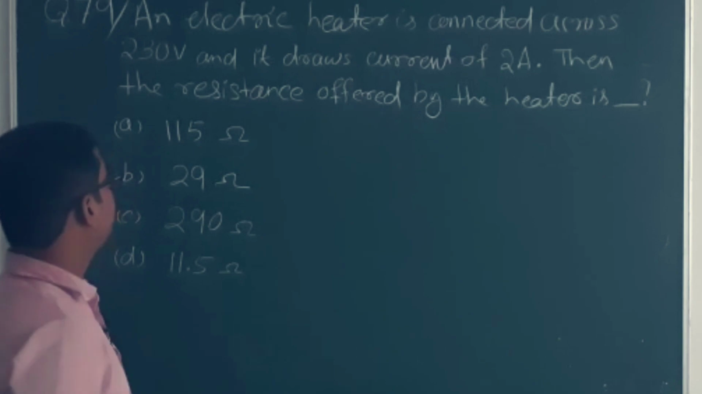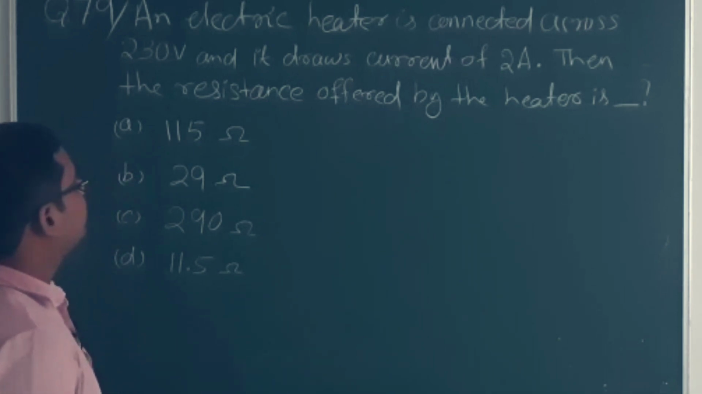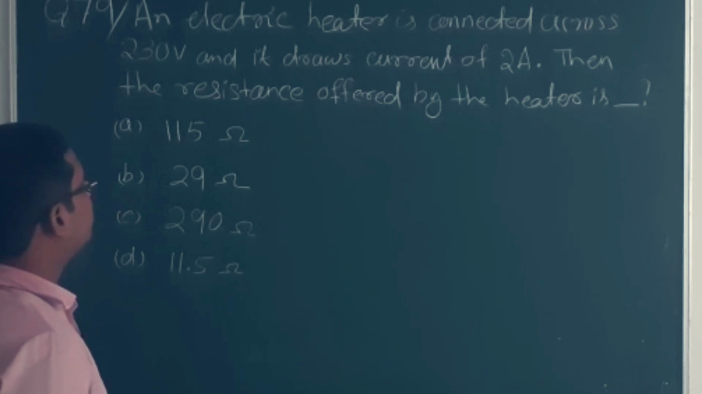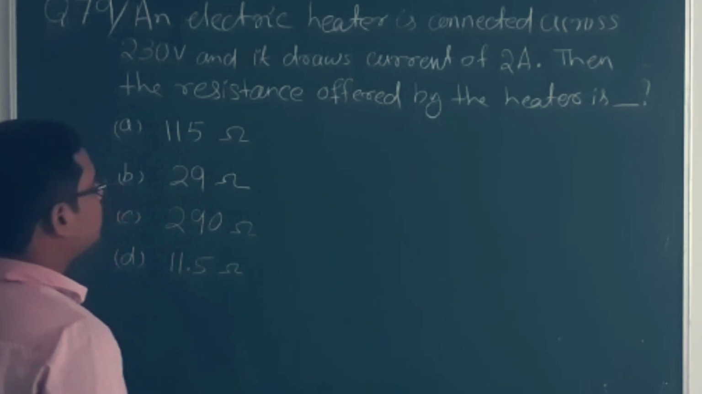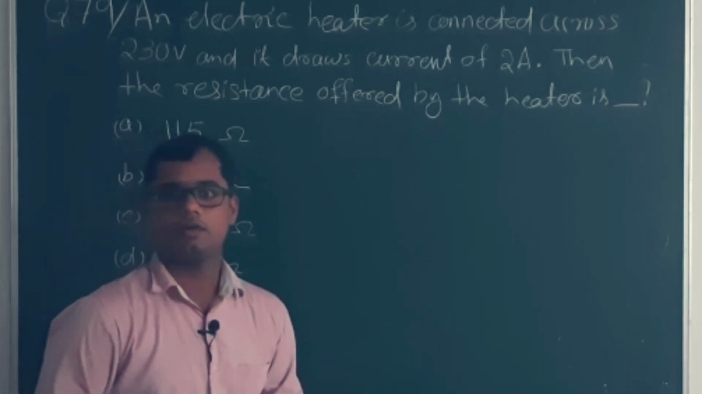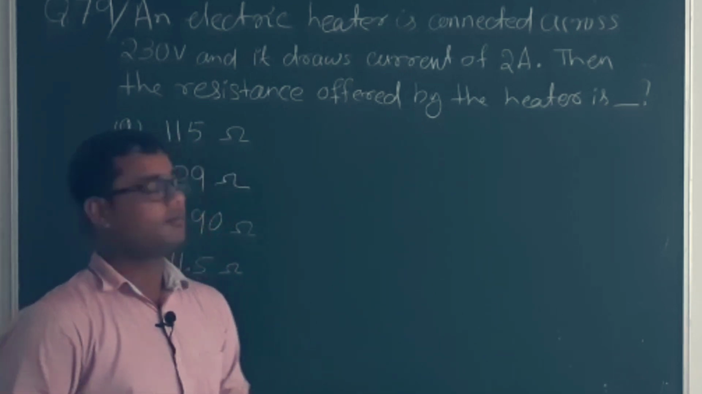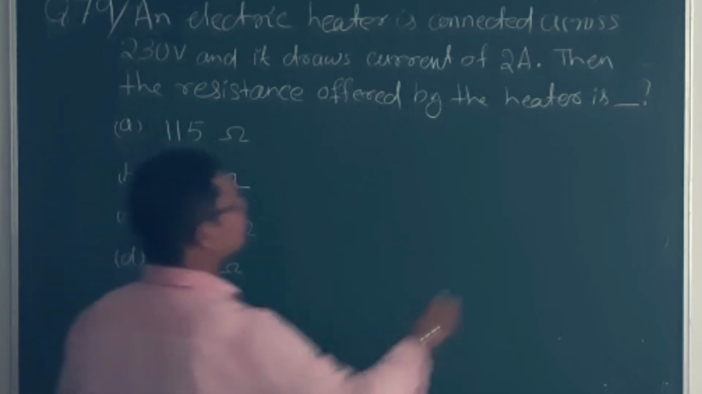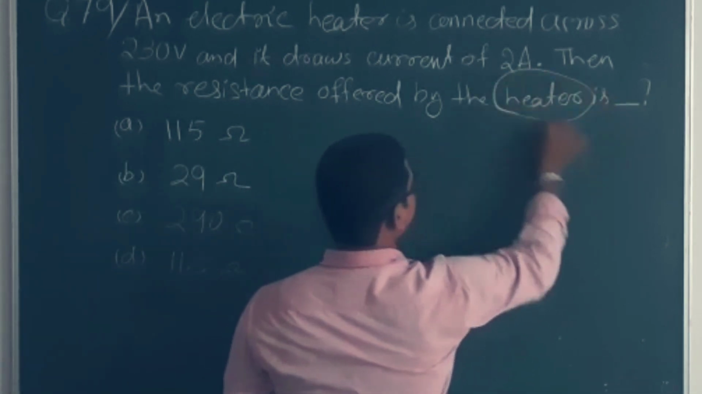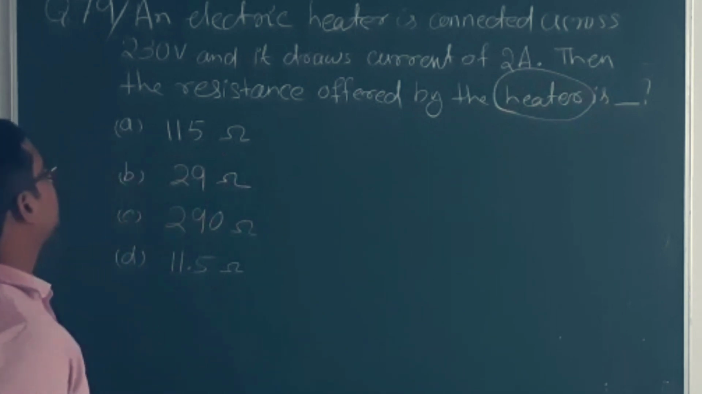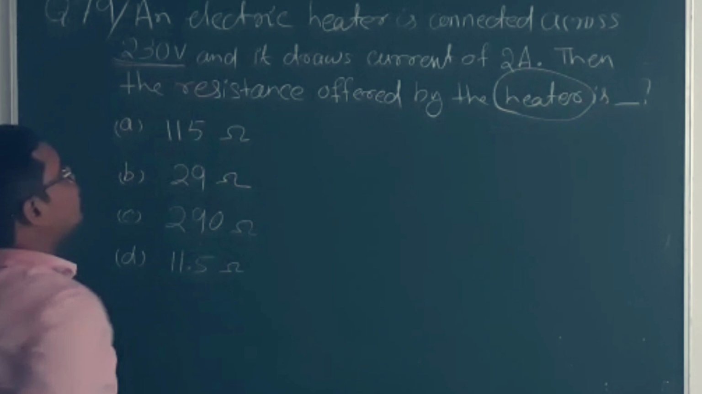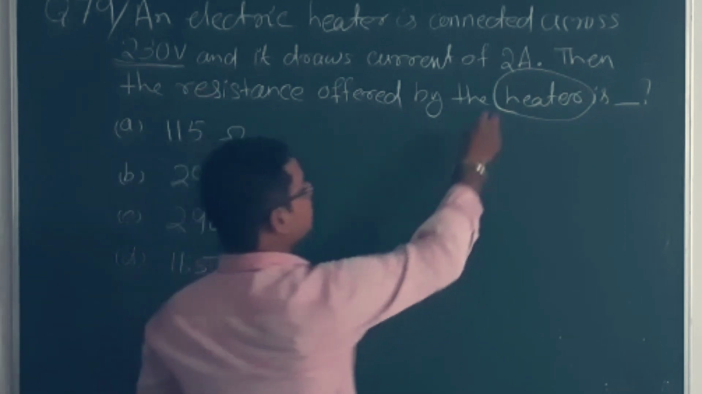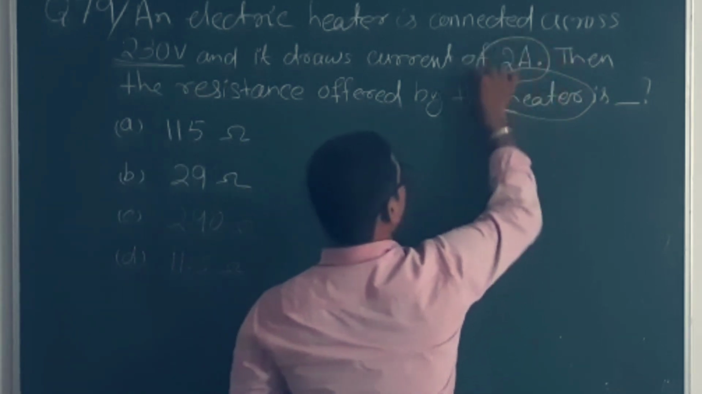Moving to question number 79. An electric heater is connected across 230 volt and it draws a current of 2 ampere. Then the resistance offered by the heater. Okay, so we are having one heater, and the heater is having a supply of 230 volt given to it, and the current that runs after giving the supply is 2 ampere.